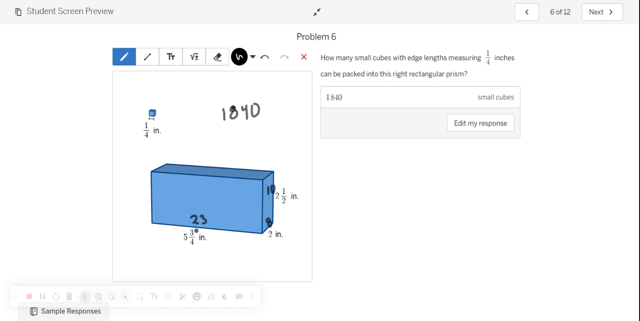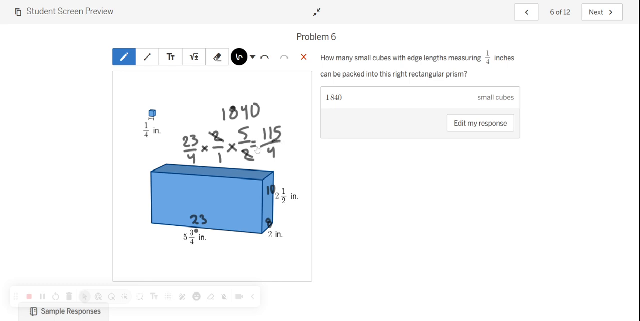But there's another way. If you didn't know to do that, I think that's by far the easiest way. But you could have taken 5 3/4, turned it into a fraction, which is 23 fourths, times 2/1 times 5/2. A couple things simplify. The twos simplify. I ended up getting 23 times 5. What's that?